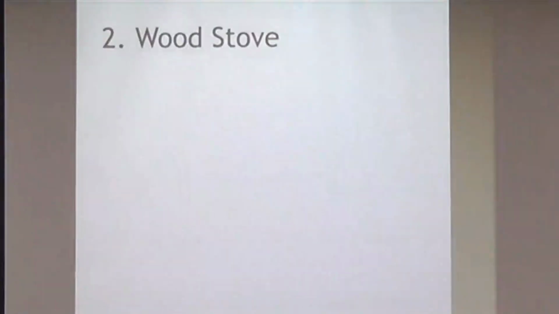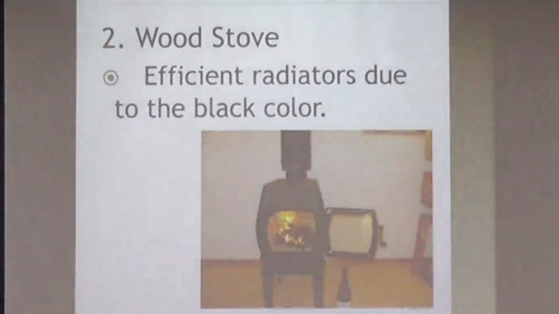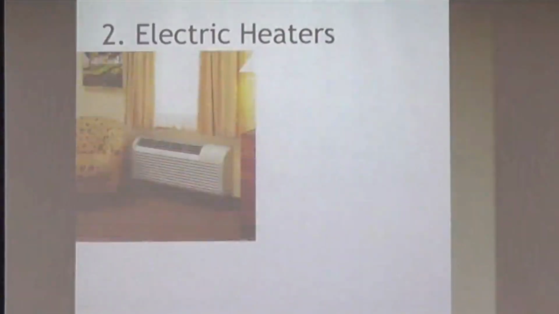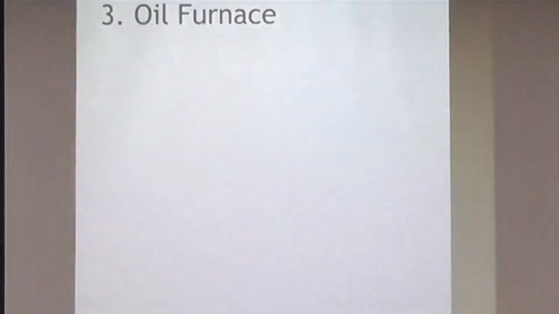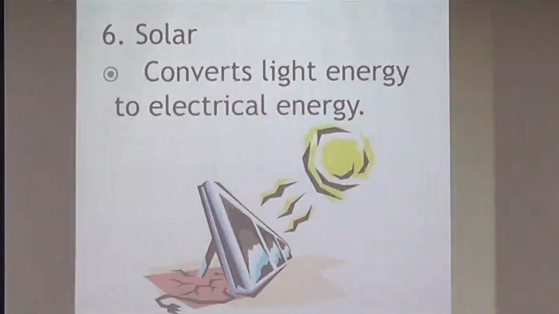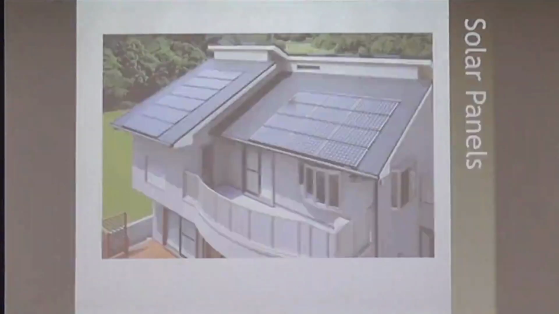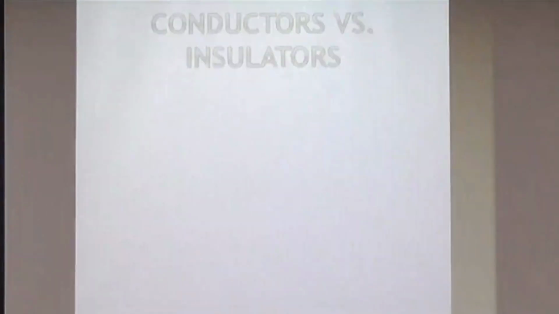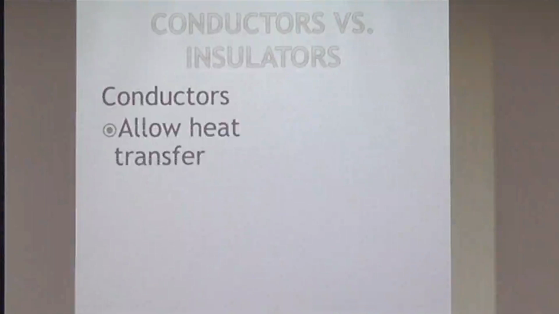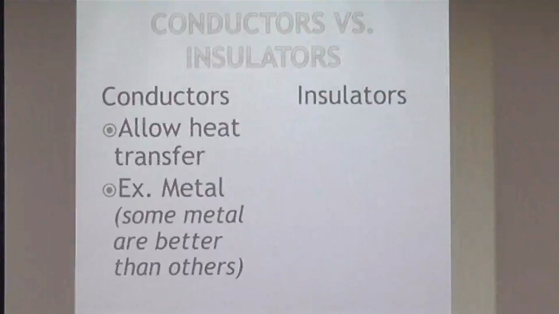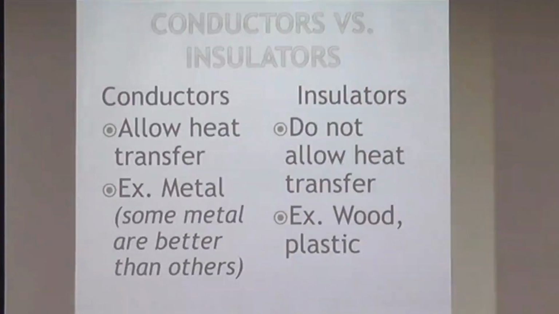Wood stoves are effective radiators due to the black color. And when you use electric heaters, in them also you are using these modes of heat transfer. So in various places in our lives we are using the modes of heat transfer. Oil furnaces, then solar energy when it reaches us in our homes, that is all because of heat transfer. So let us quickly recap and close it. Before that, let us discuss conductors and insulators. Conductors are materials which allow heat to transfer, like metals. Insulators do not allow heat to transfer, for example wood and plastic.